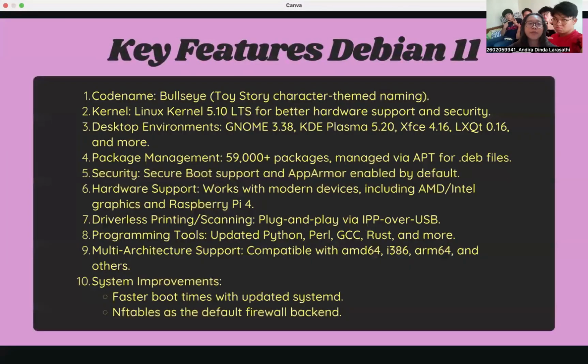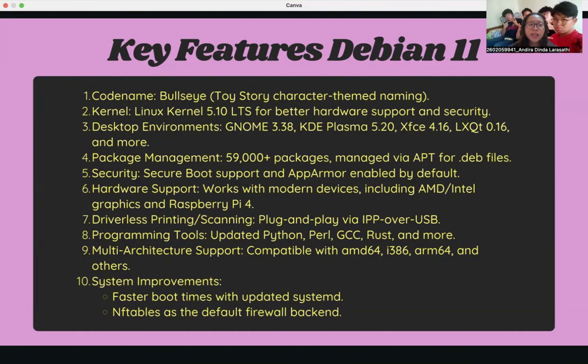And these are the key features of Debian itself. The codename Bullseye comes from the Toy Story character, and the kernel is Linux kernel 5.10 LTS for better hardware support and security. The desktop environments are GNOME 3.38, KDE Plasma 5.20, Xfce 4.16, LXQt 0.16, and more. For package management, it handles more than 59,000 packages managed via apt or dpkg.